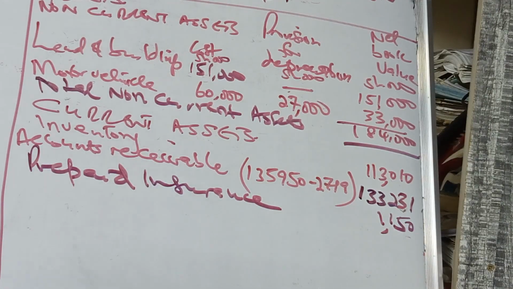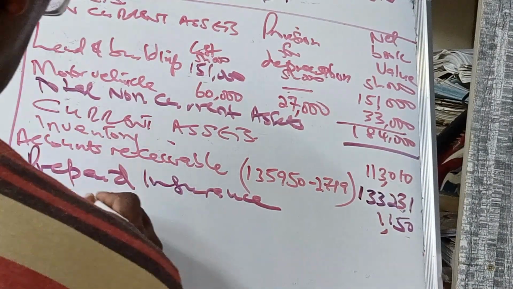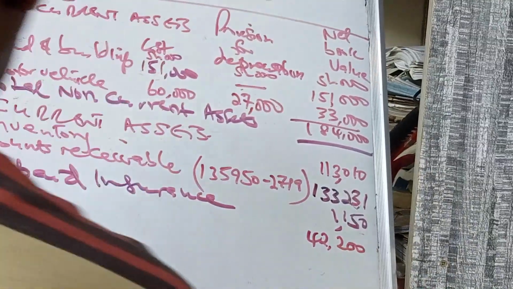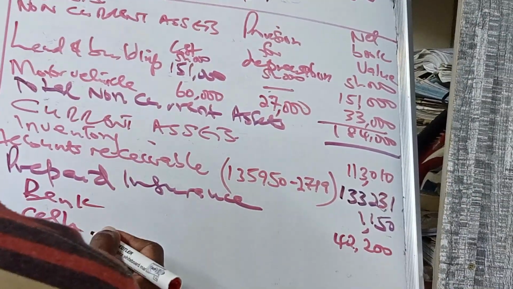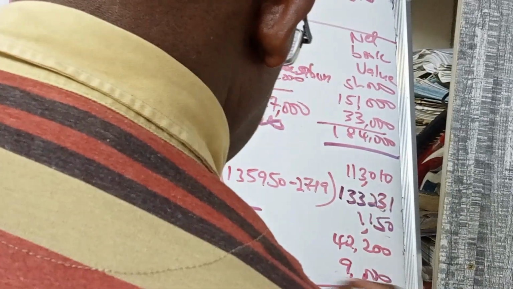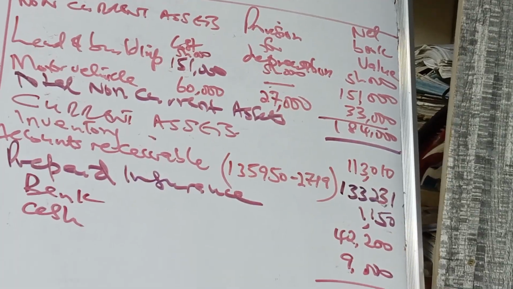So we go to bank. Do we have any bank balance? Yes, we have a bank balance at the top there, 42,200. And cash in hand at the bottom, 9,000. Let's add them up to see what we get.